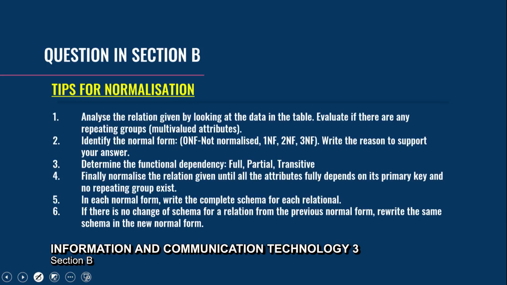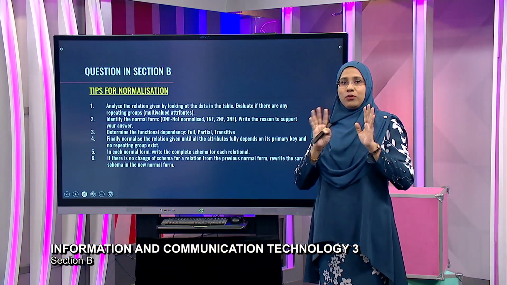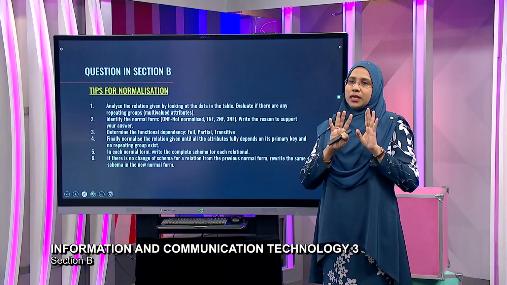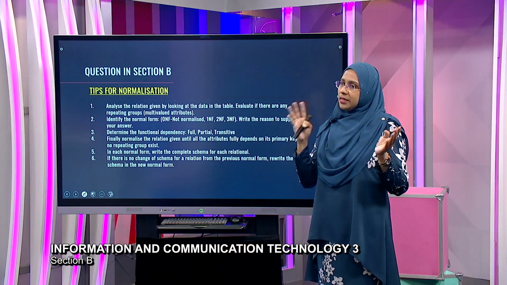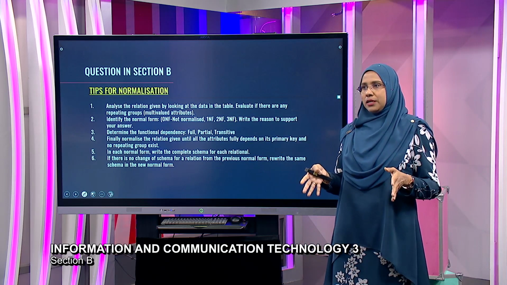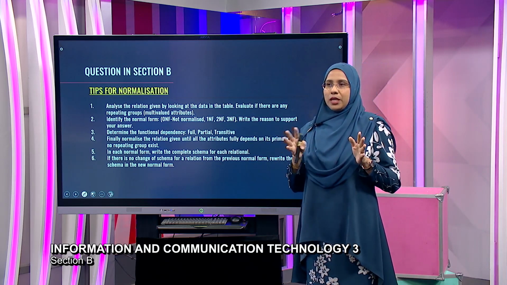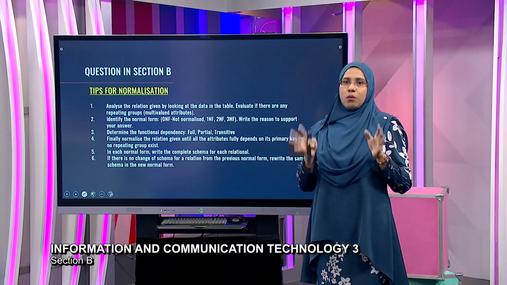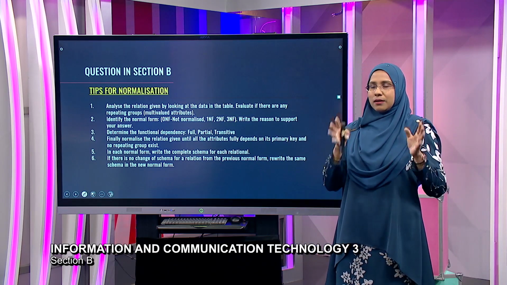Now normalization. This is quite challenging. Tips for normalization. You have to normalize the relation given. Analyze the relation given by looking at the data in the table. Usually you will be given it in table form. If not given in table form, you might be given it in relational schema, either one. If given in table form, just analyze the table and then evaluate if there are any repeating groups to determine which normal form the relation currently is in.